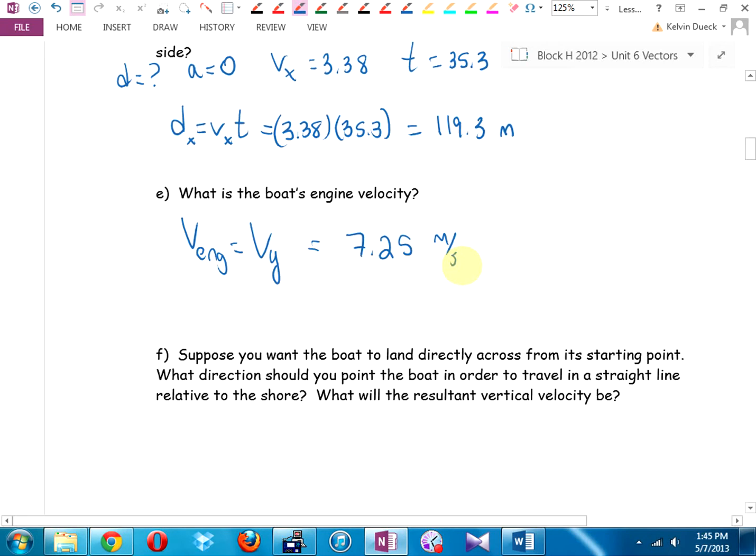7.25. What if you want to go, same engine, so you're going to rev the motor exactly the same way, 7.25, but instead of ending up 119 meters downriver, what if you want to end up directly across from where you started? How can you do that?